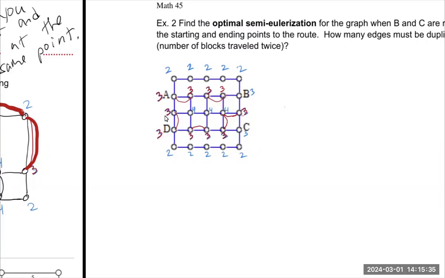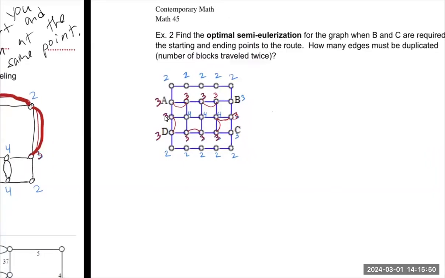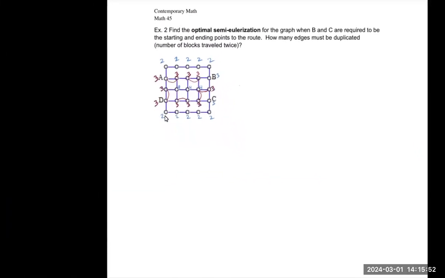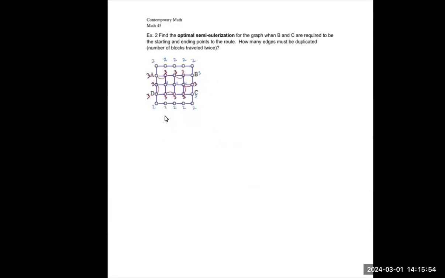So now all of the odd ones are even, and even the ones that were originally even that I had to go through, those ones are also still even. So the only ones that are odd are the ones I didn't touch, B and C. So we should have the Eulerization of this picture.